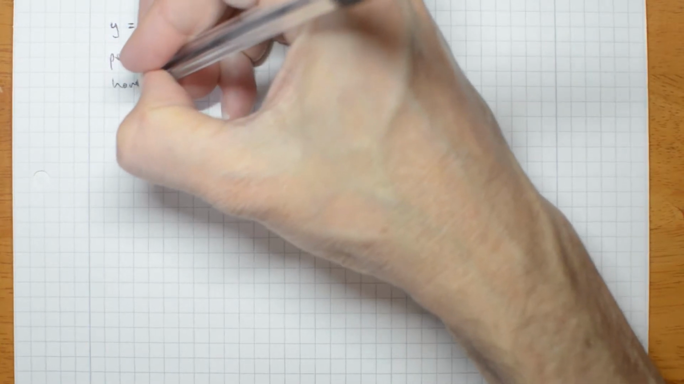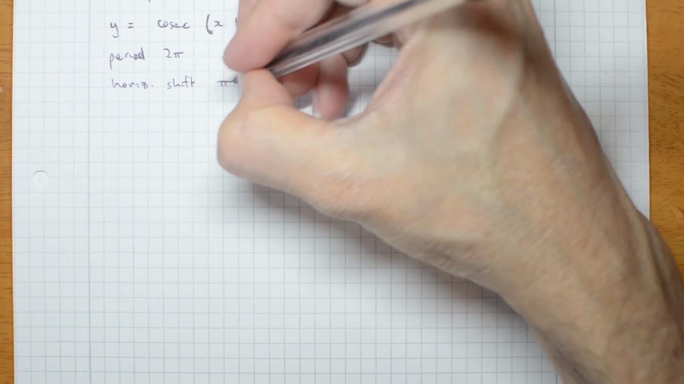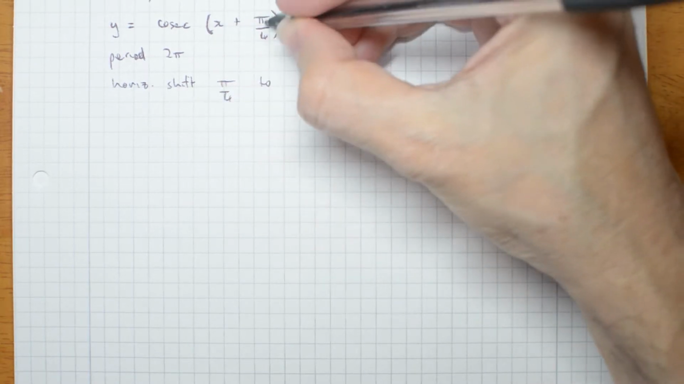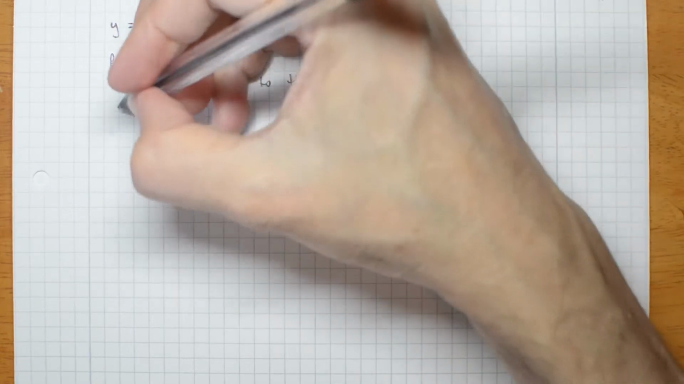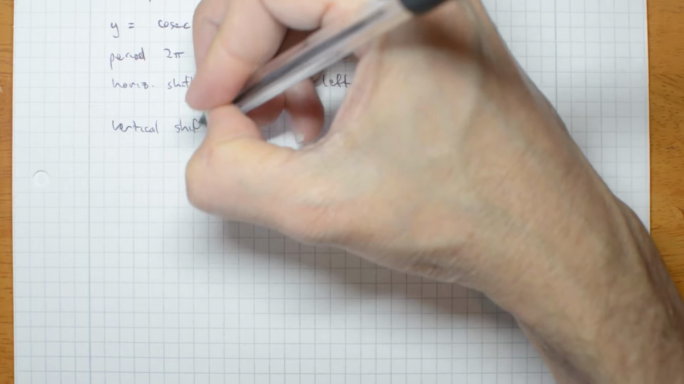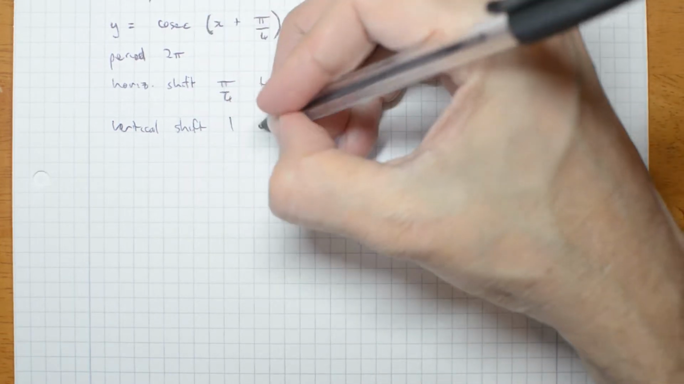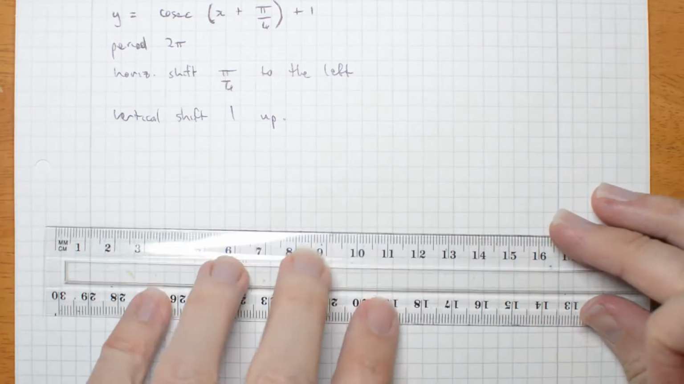So, horizontal shift, pi on 4, which direction? To the left. There's a vertical shift of 1 up. Let's draw up some axes.